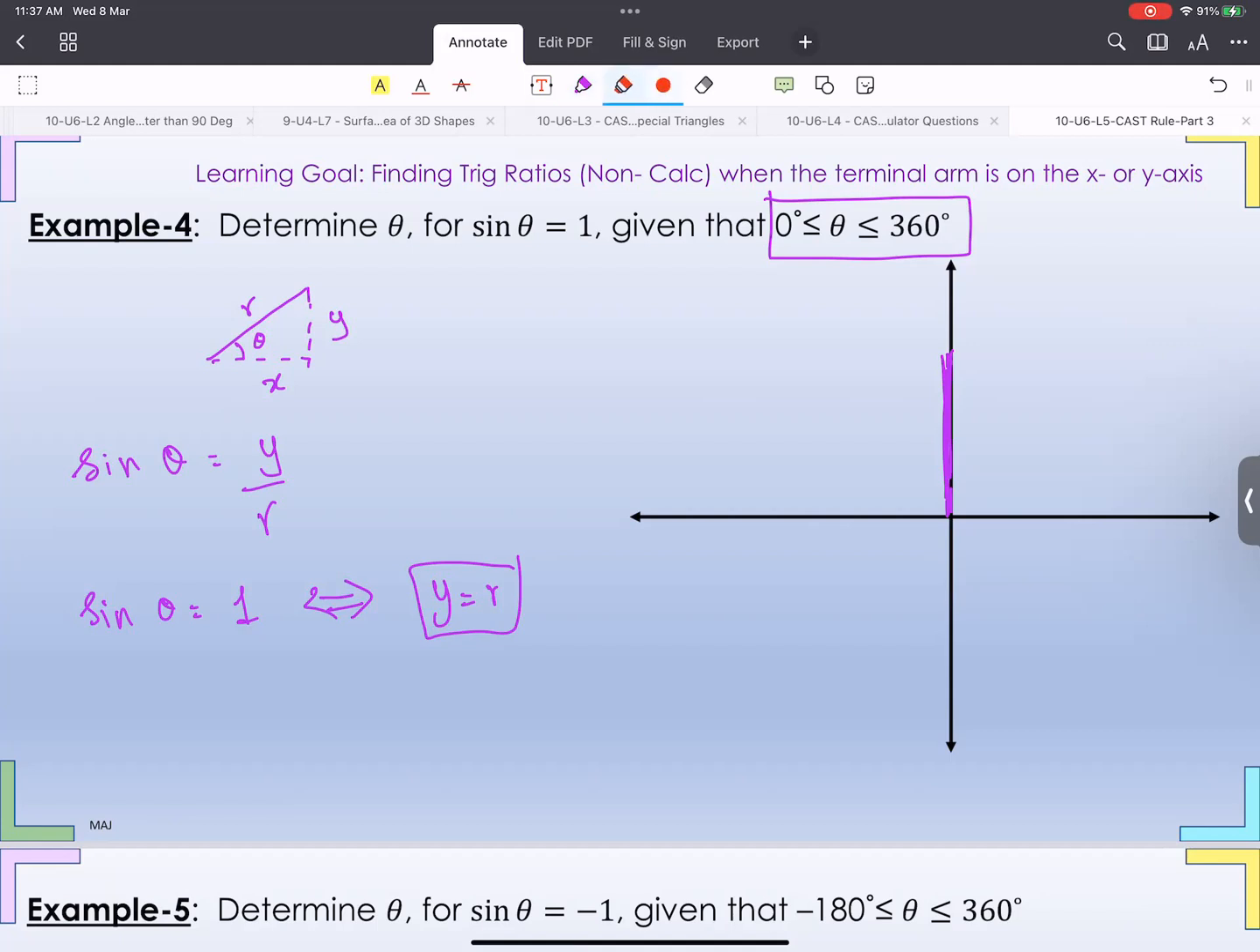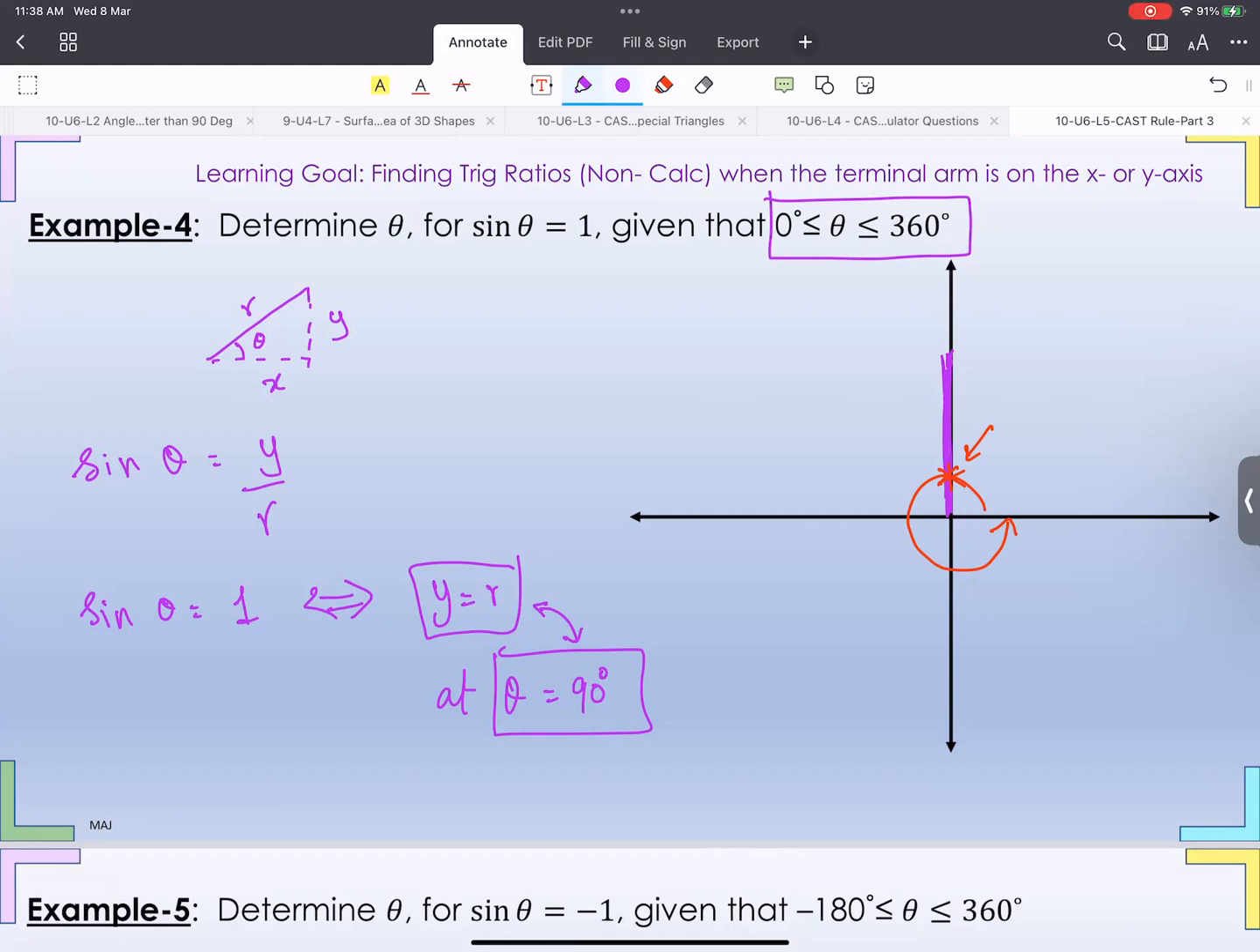So there's only one possible solution for this. When we scan the entire domain between 0 and 360 degrees, we have only one possible solution right here, right? You have to scan the entire domain, because the domain says 0 to 360. And we have one possible solution, and that is at theta equals 90 degrees, right? So that's what we're looking for. So that's your answer, okay? Theta is 90 degrees.